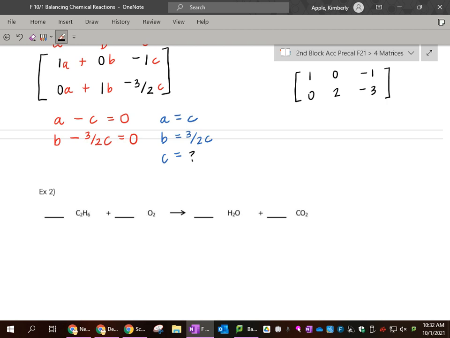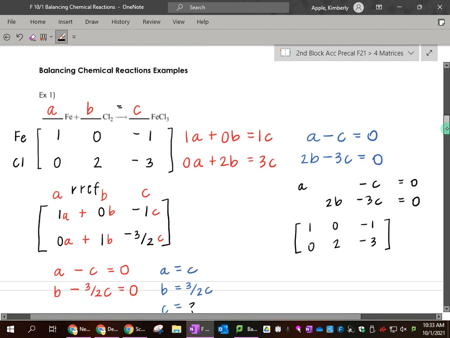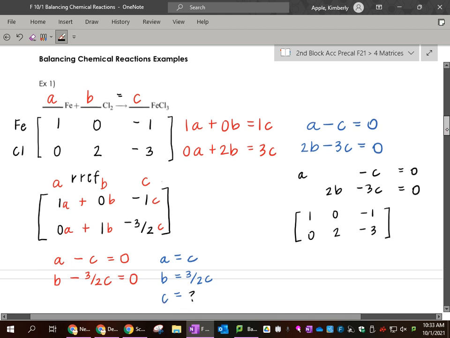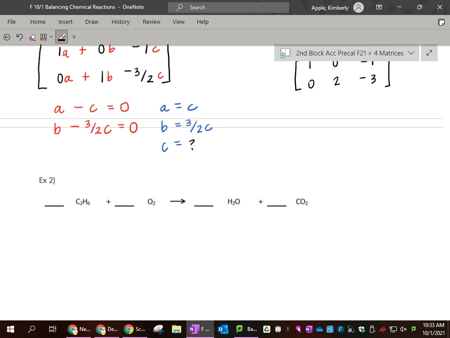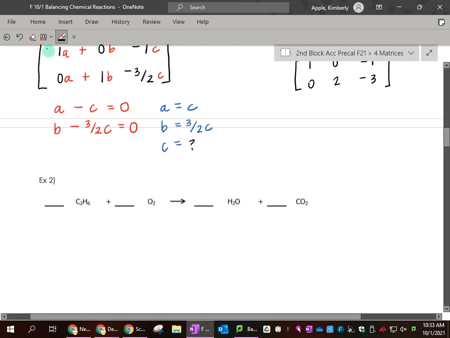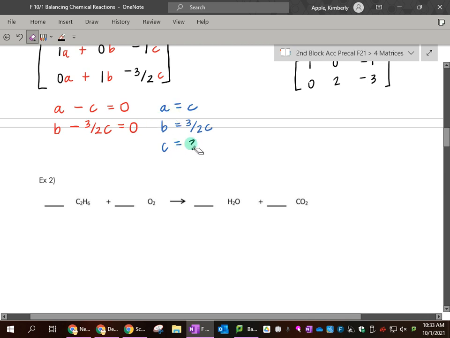Which makes sense because I can have different amounts of these elements, right? I can have a lot of iron and chlorine or a little bit of iron and chlorine. Is there one way to combine iron and chlorine? No. You can just add more of one or the other to create more reactants, or create more products. So when we have what's called a free variable, we can choose what it is. And I'm going to choose intelligently based on the context of my situation.